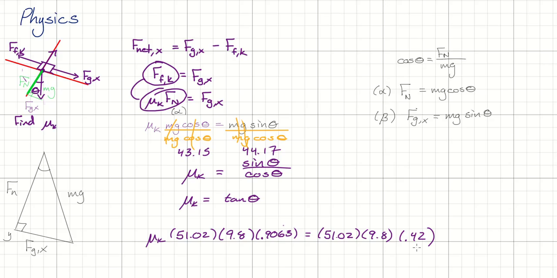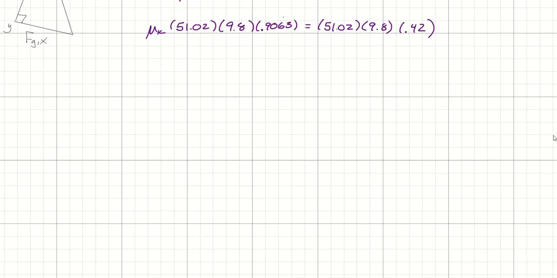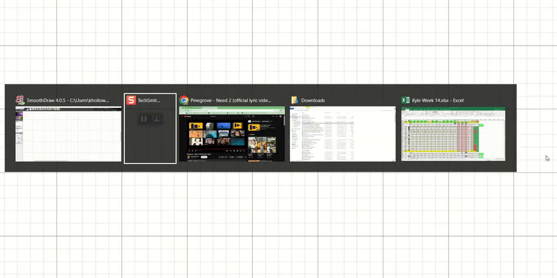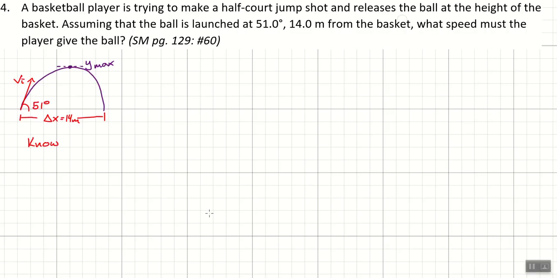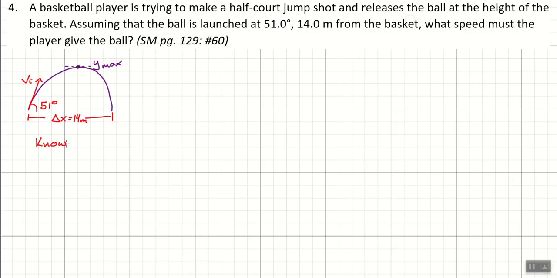Mass times gravity. Or the force of gravity, if you'd rather. All right. So let's look at the last problem on that worksheet, and then we'll jump in. Known: two things. Theta is 51 degrees, and delta x is 14 meters.